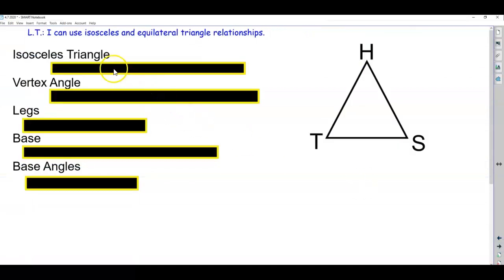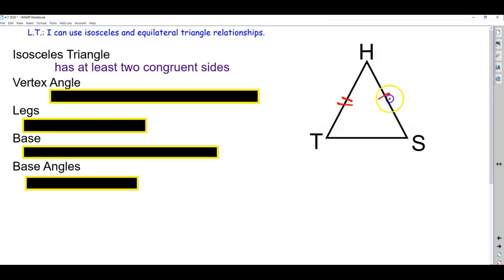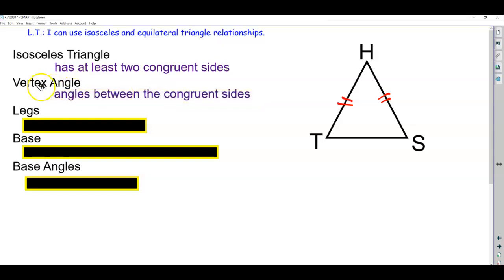All right, let's look at some vocab. Isosceles triangle, we defined that the other day. It has to have at least 2 congruent sides. So let's just pick TH and ST to be our 2 congruent sides. Then we have to have a vertex angle. A vertex angle is the angle that's formed between the 2 congruent sides. Angle H. That's the angle that's formed between the 2 sides.